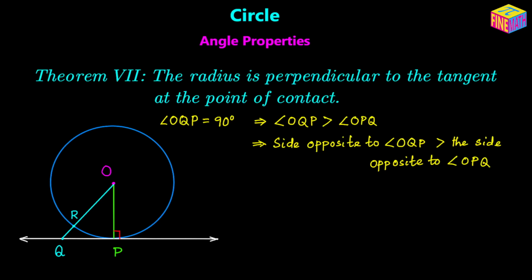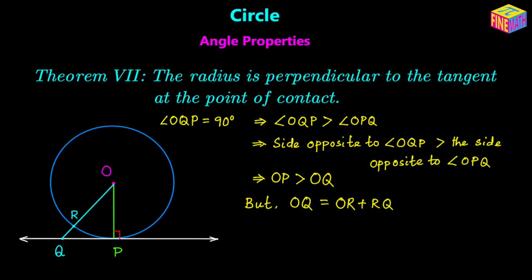So in this case the side opposite to the larger angle, which is OQP, will be greater than the side opposite to the smaller angle, which is OPQ. And again, all of that is based on our assumption, and we are going to prove that our assumption is wrong. So the side opposite to the angle OQP is actually OP. So according to our assumption, we come to the point where OP is greater than OQ.